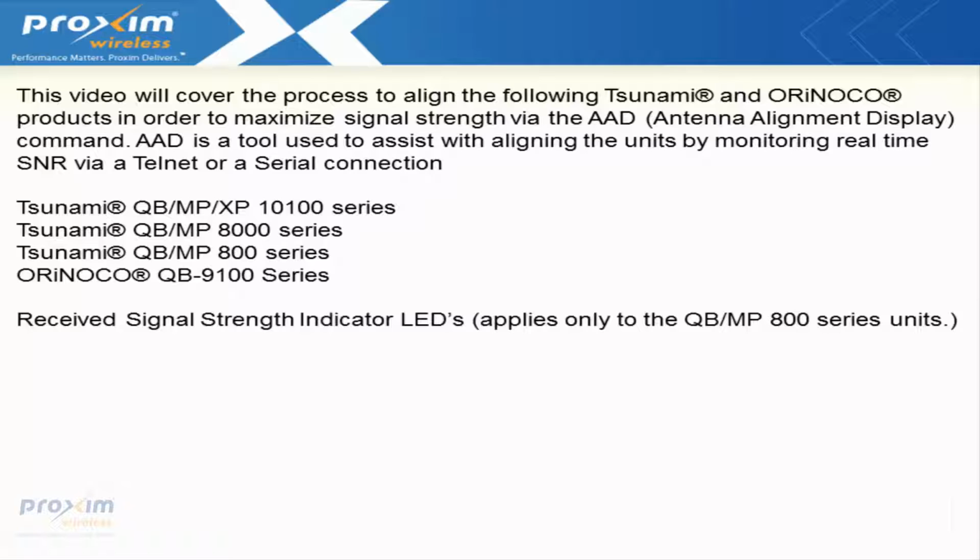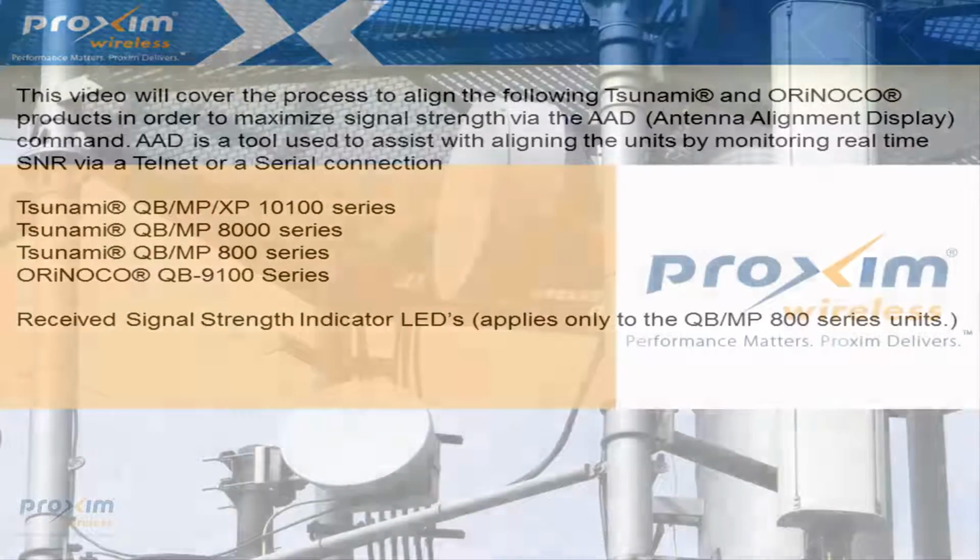connection. So the products are, for the Tsunami line, the QB, MP, XP, 10, 100 series, the QB MP 8000 series, the Tsunami QB MP 800 series, and the ORiNOCO QB 9100 series. A quick note, the receive signal strength indicator LEDs only apply to the QB MP 800 series radios. This is something we cover later on.